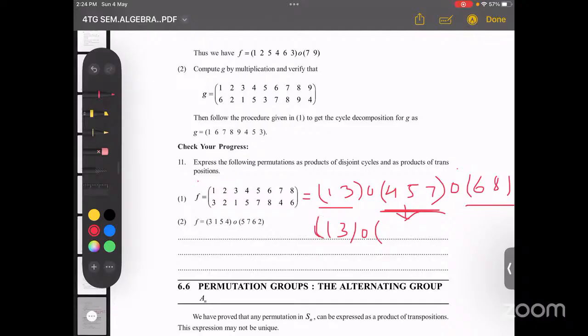4, 5, we can write it as 4, 7, and circle 4, 5. And the third one is already single, with a length of 2 only. So it is 6, 8. These are the transpositions. And these are the disjoint cycles. Disjoint cycles you have to write like this, and transpositions you have to write like this.